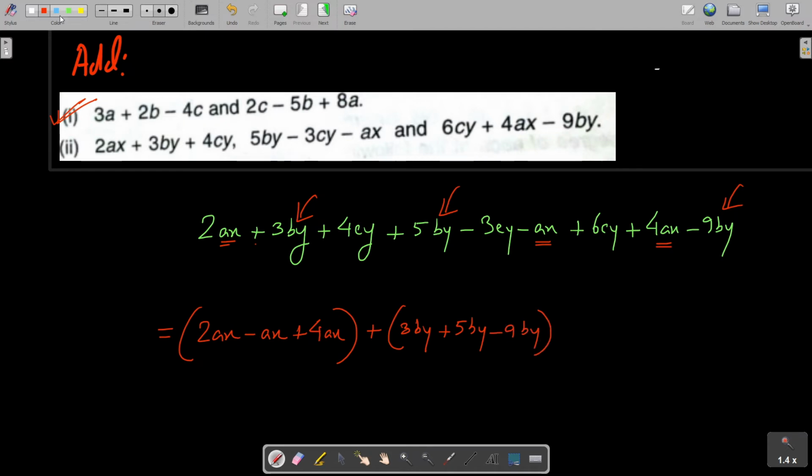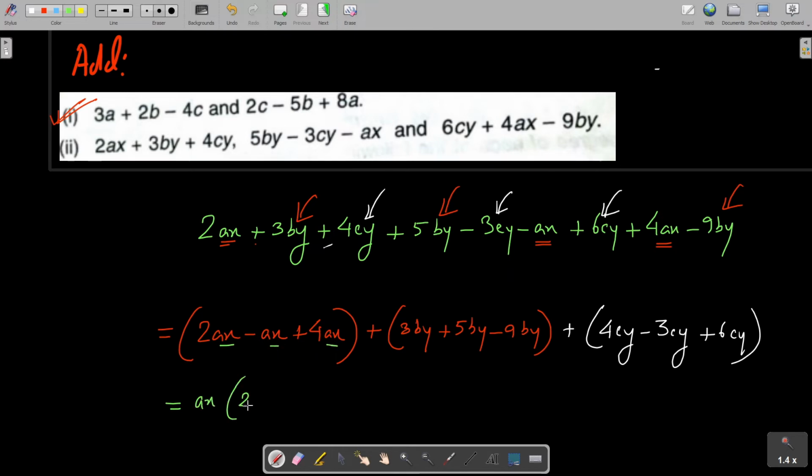Great. Next, what do we have? Next, we have cy. One here, one here, one here. The sign is plus, so I'll go with plus: 4cy minus 3cy and 6cy. Now it's pretty simple. What we can do is take the common term. Every term has ax, so we'll take the ax out. What will you get? 2 minus 1 plus 4, and the plus sign comes here.